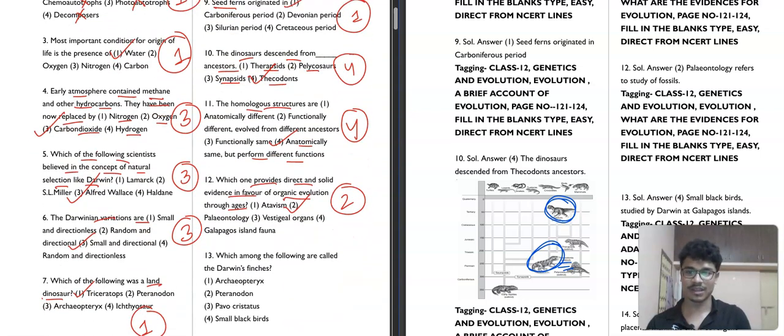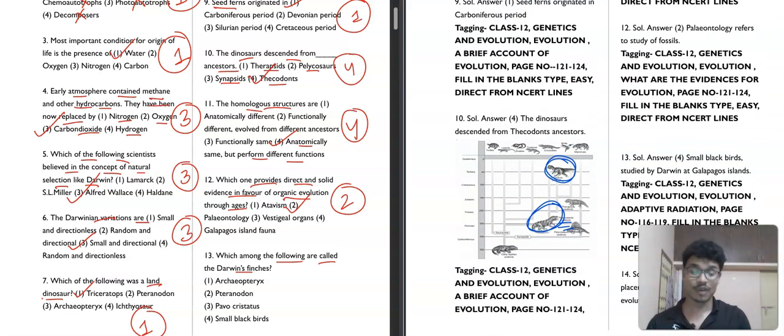Then question number 30. It is saying, which of the following are called Darwin's finches? This is a very silly question, right, for you guys. I mean, who can't answer this question? But let's see. The options are very good. Archaeopteryx, it could not be. Pterodon, it is also not correct. I mean, some scientific name is given. Pavocristatus, Pavo you know, so it is also not correct. This is also related to the animal kingdom chapter. And small black birds. Okay, so small black birds studied by Darwin at Galapagos Island. So fourth option will be your correct answer for this question.